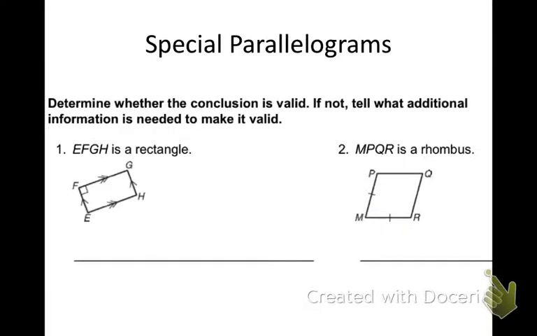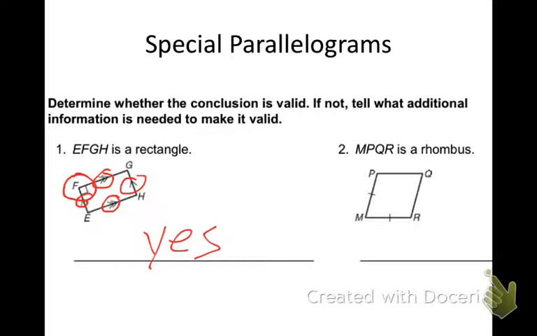So special parallelograms, look in here. Determine whether the conclusion is valid. If not, tell what additional information is needed to make it valid. Number 1, EFGH is a rectangle. Can you say for sure EFGH is a rectangle? What do you say, Isabels? Yes, it is. How do you know, Isabels? I have a right angle here, and I also know that all of these sides are parallel. Does everybody see that? So that tells me for sure that is a rectangle.